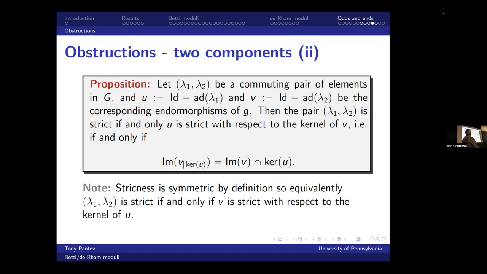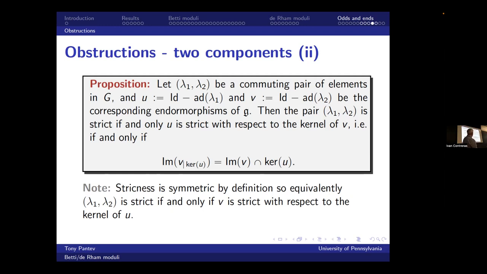So if you have a commuting pair of elements and you take the identity minus the adjoint action of one of them, U, and the identity minus the adjoint action of the other one, V, as endomorphisms of the Lie algebra, then the pair of group elements is strict if and only if one of those is strict with respect to the kernel of the other. So it says that the image of V restricted to the kernel of U is the same as the image of V intersected with the kernel of U. And it's a little bit strange that the strictness, the way I defined it originally, was symmetric with respect to lambda 1 and lambda 2, or U and V. This condition is not, but in fact it is.